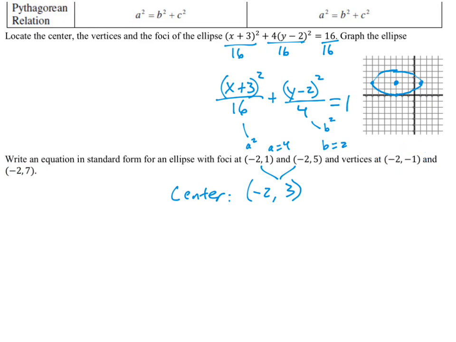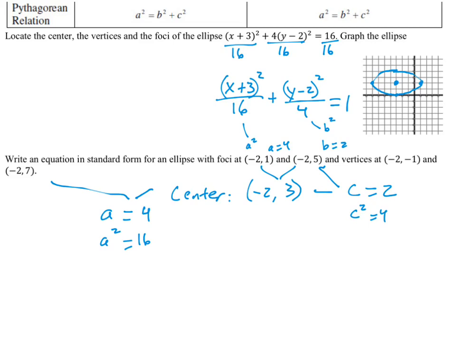So now that you have your center, you can get your C distance. C is going to be how far it is between -2, 3 and then -2, 5, which is just an increase of 2, so C is 2. And then you can use your center and one of your vertices to get A. A is going to come out to be, well, between -2, 3 and -2, 7 is 4. So A is 4, which means A squared is going to be 16, and C squared is going to be 4.